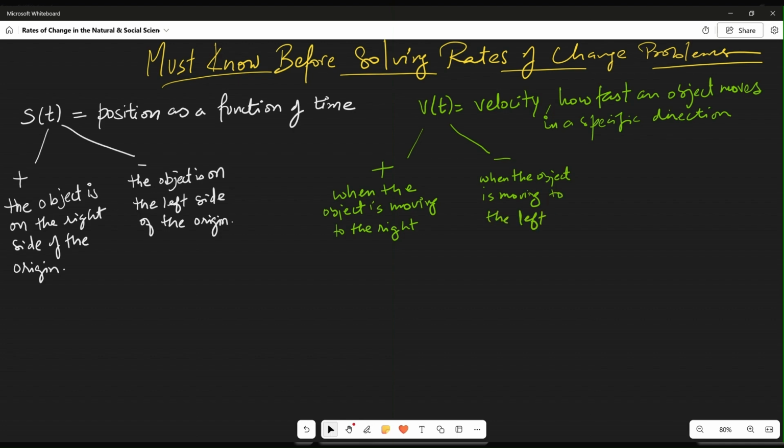And if you love physics, you also know that there's another case, zero, when the object is instantaneously at rest.